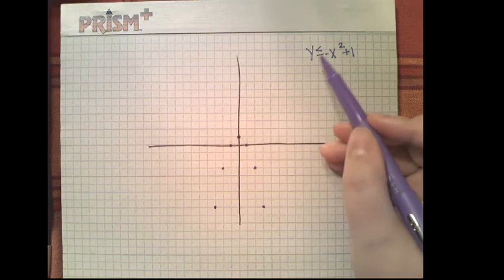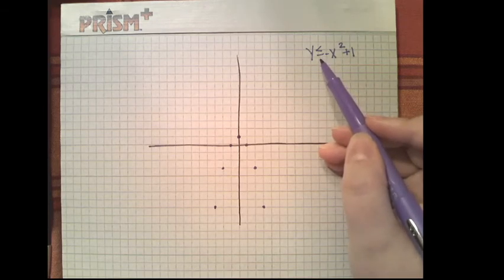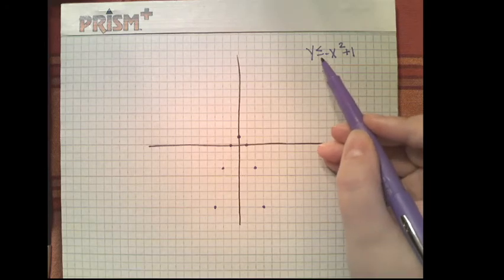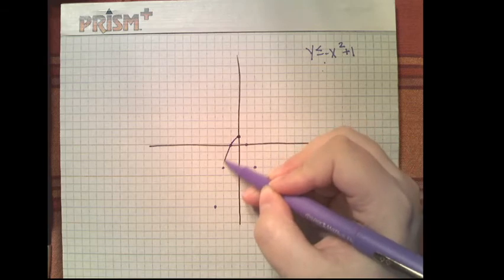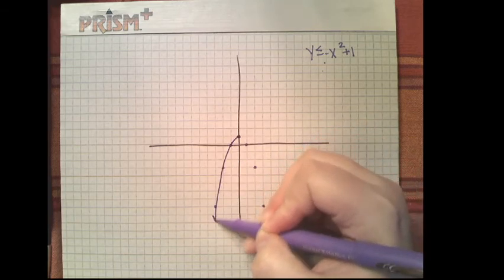Now we look back. Is it a solid line or a dashed line? It is a solid line because it is equal. So then we can just make that nice parabola U shape.